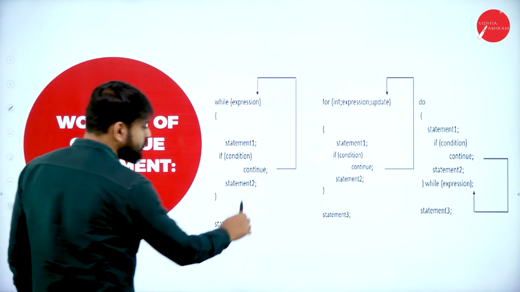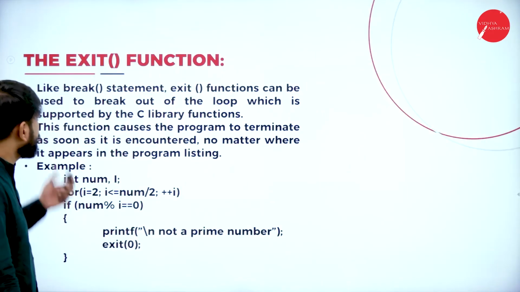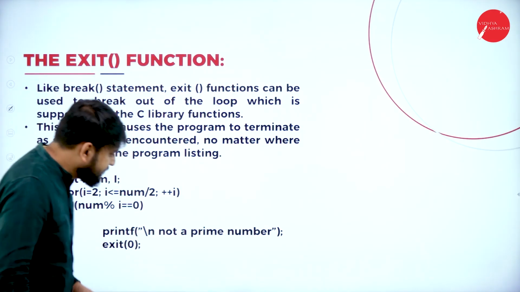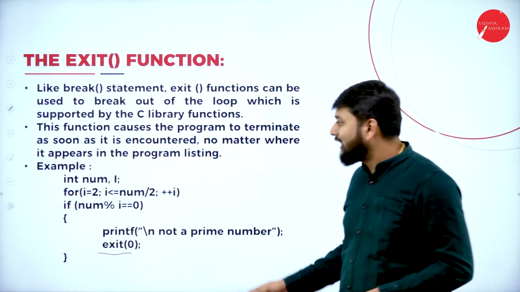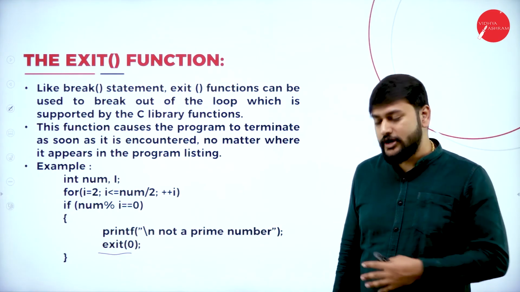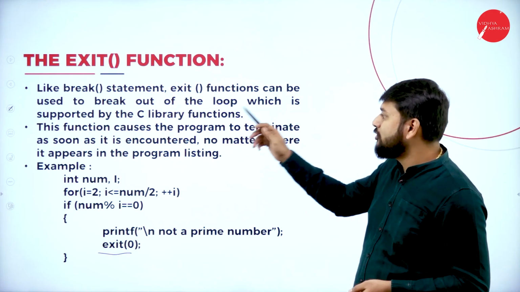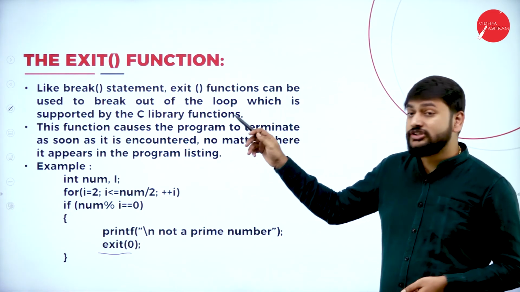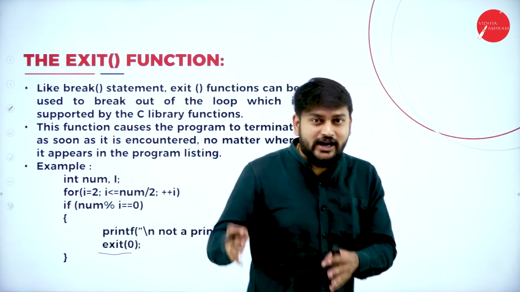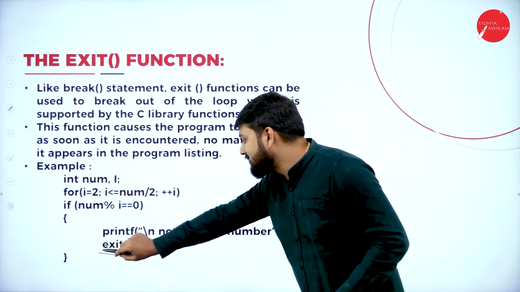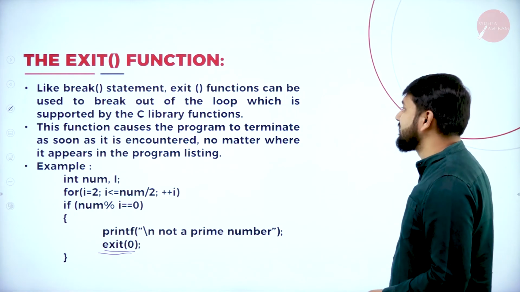So what is the keyword that you'll use? You'll just use the keyword continue with a semicolon. All right. Moving on to the next one, that is exit. Whenever you come across this exit function, it will come out of the loop again. There is not much to understand in this. Besides the break statement, exit functions can be used to break out of the loop, which is supported by the C library. That's what you need to remember. If you want to come out of that loop, you can also use exit(0). This is the function. That's all you need to remember with respect to exit.